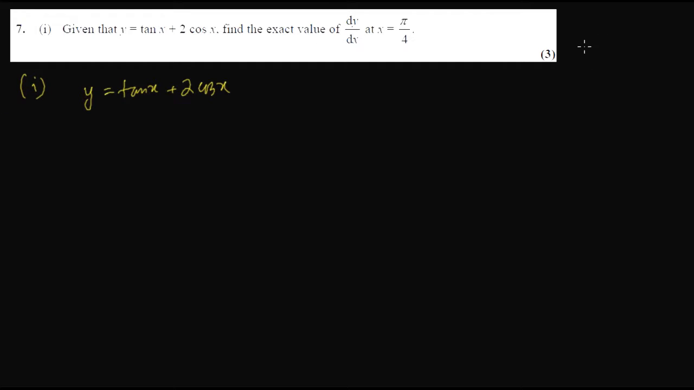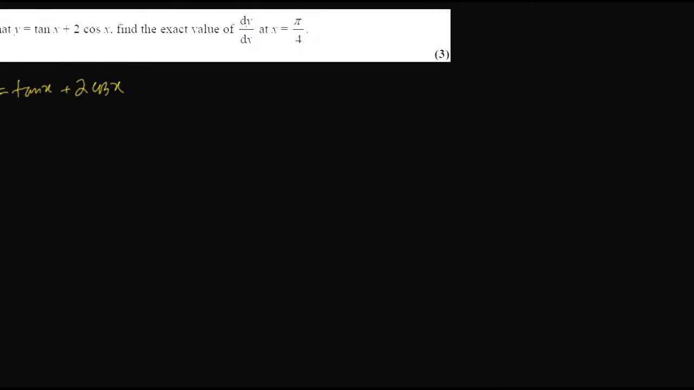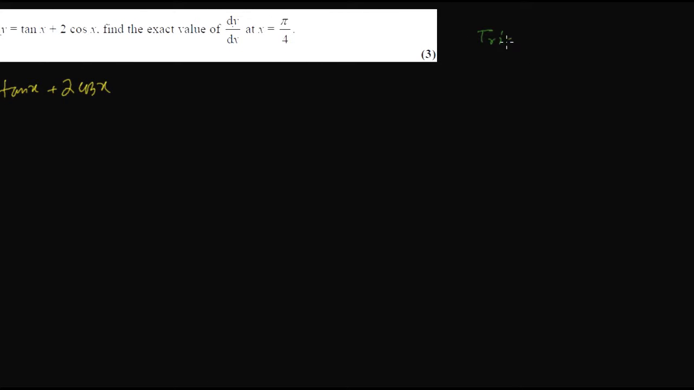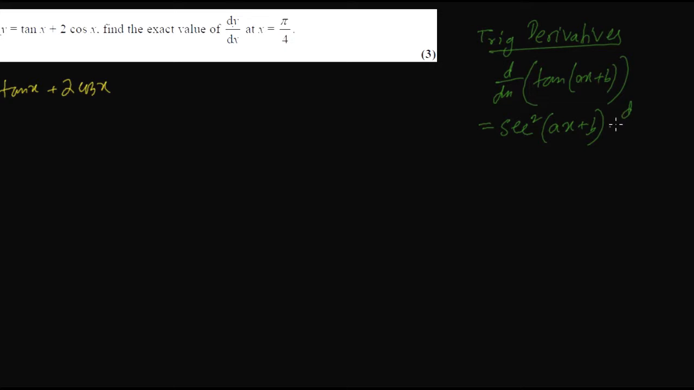So let me write it out. Trig derivatives. Suppose you have to find the derivative of tan theta, any angle, ax plus b. Let me call this theta as a pronoun. The derivative of tan theta is sec squared theta. And remember the chain rule for every derivative, d by dx of the algebraic portion. So tan theta's derivative is sec squared theta.